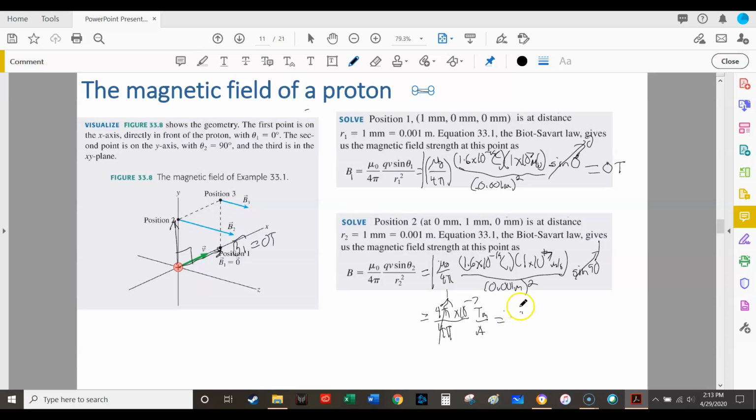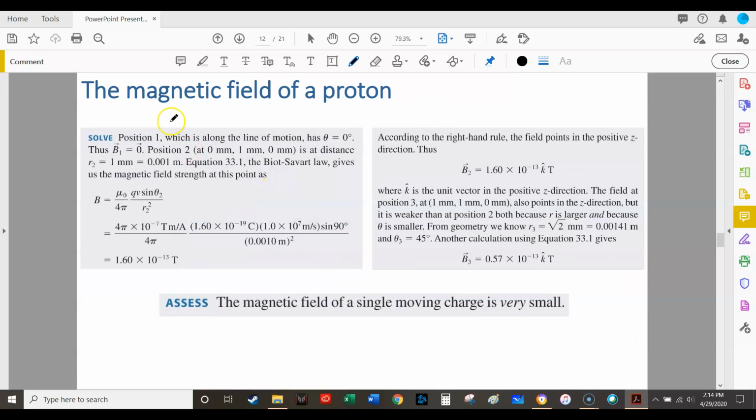So I guess this is going to be 1.6 times 10 to the negative 19th, but this on the bottom is going to be 10 to the negative 3rd that you're squaring, so that's just 10 to the negative 6th. So I guess what's going to happen is this whole thing is going to work out to be 10 to the negative 13th Tesla. And that's going to be pointed perfectly in the positive z direction. Cool.